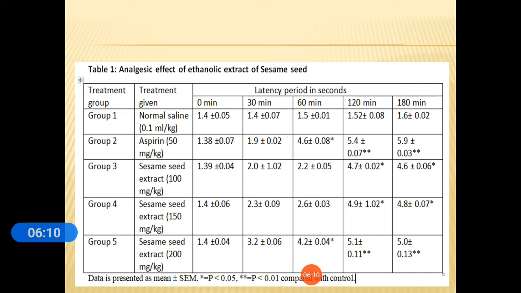In this study, the ethanolic extract of sesame seed at doses of 100 mg per kilogram and 150 mg per kilogram exhibited significant analgesic activity at 120 and 180 minutes, whereas at the dose of 200 mg per kilogram, it exhibited activity even at 60 minutes. So we come to the conclusion that the activity of the extract at 200 mg per kilogram was comparable to aspirin. From this hot plate method, we can assess the analgesic activity of various NSAID drugs and plant extracts also.